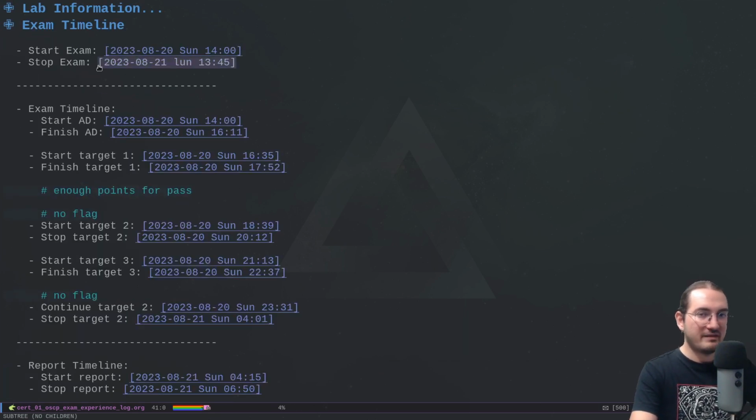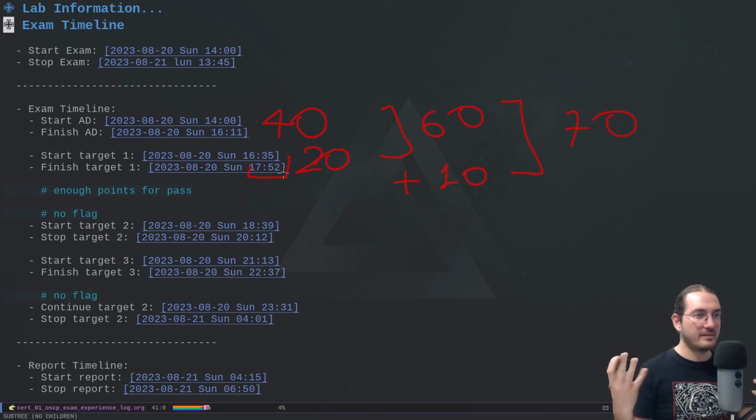Now, to pass the final exam, you need 70 points. The Active Directory gives you 40 points. One independent target gives you 20 points, which is the root flag plus the user flag. So it's like 10 points to get a shell and 10 points to get a root shell. At this point I had 60 points, but I also had the 10 bonus points, so that gave me 70 points. So essentially by then, I was already passing.